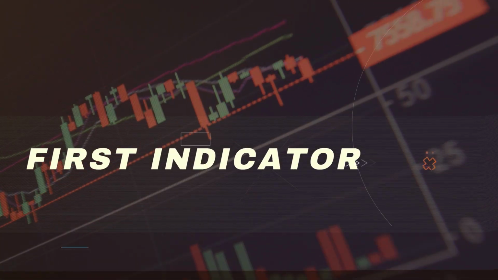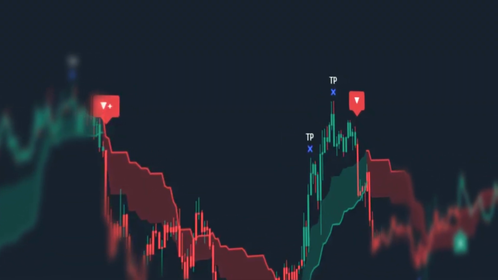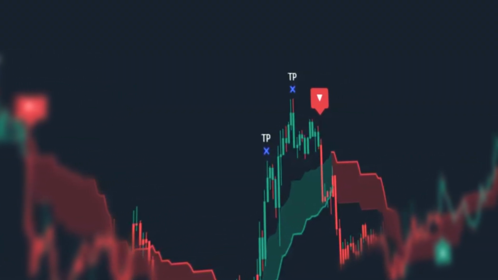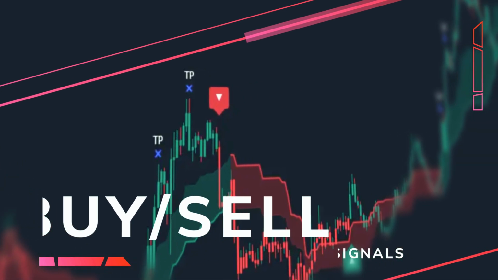Okay, so the first tool we're putting on our chart is called the Flux charts SFX Algo. Now, its main job is to do one thing very well: identifying potential trade setups. You can see right here, it prints these buy and sell signals directly on the candles. But here's what makes it so useful from a process standpoint.